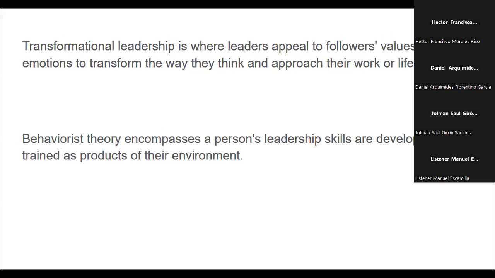Okay, what did you get from these two theories? Let's talk about transformational leadership, how to evaluate the emotion and to transform the way they see the people in their life or in their world. Okay. So this is very interesting, actually. I really like this one. Transformational leadership is where leaders appeal to followers' values and emotions to transform the way they think and approach their work or life. So appeal, what is to appeal?